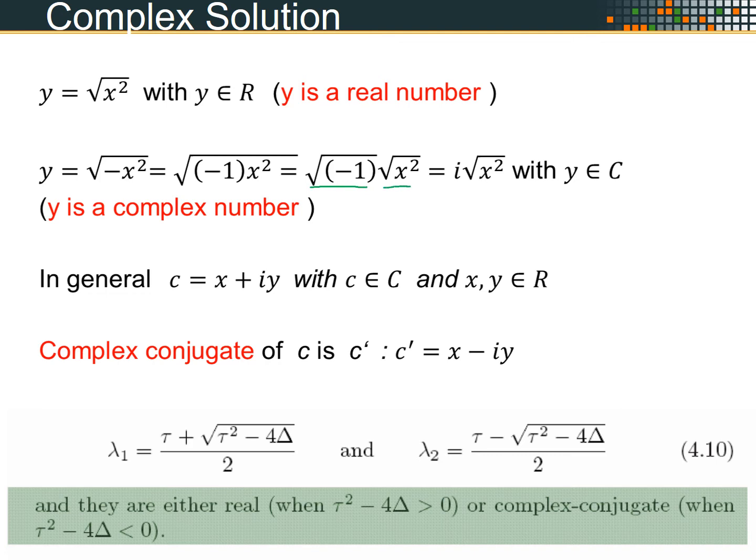And since we know that we cannot compute the square root of minus 1, we're introducing a new type of number which we call a complex number, and say that now the square root of minus 1 is just i. And this allows us to solve this equation, because now the square root of minus x squared is nothing else than i times the square root of x squared. And this we can compute.